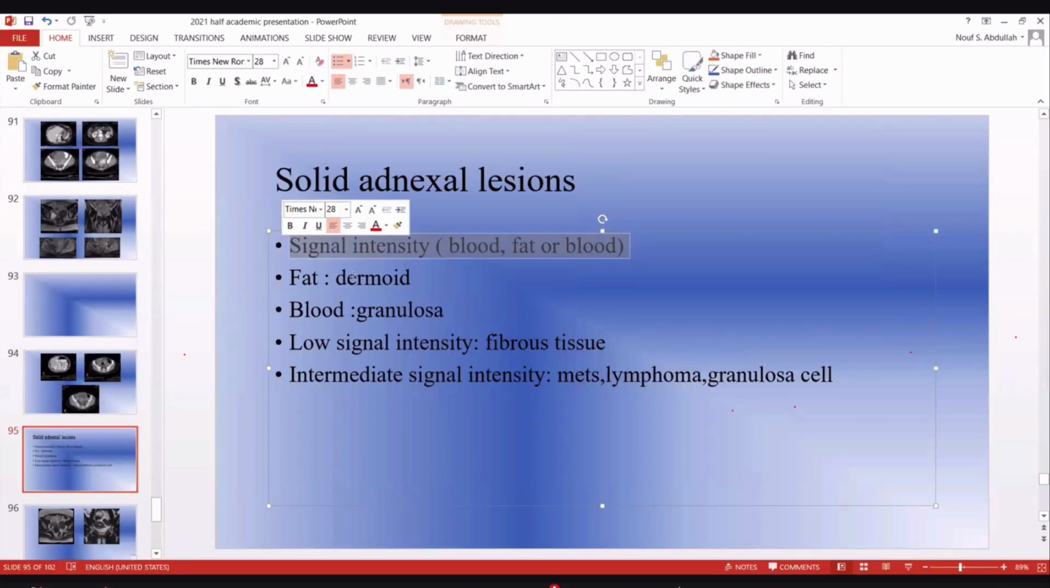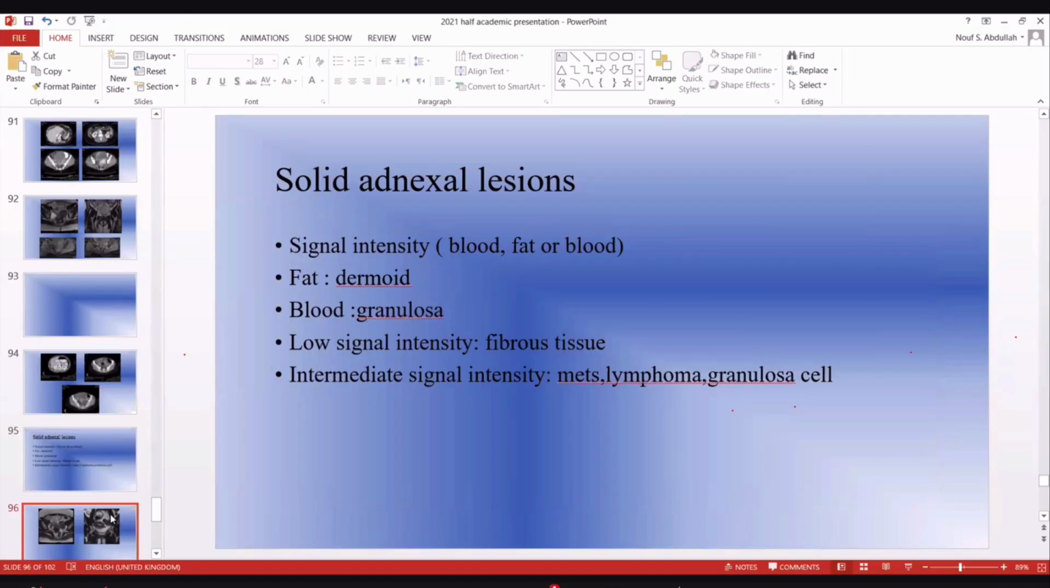The signal intensity of the lesion is extremely important. Look for any blood component, look for fat and blood. So if you have fat, think about dermoid or the malignant form of dermoid. If you have blood, think about the granulosa or hemorrhagic metastasis. If you have low signal intensity, think about fibroma or fibrothecoma. If you have intermediate signal intensity on T2, think about mets, lymphoma, and again, granulosa cell tumor.